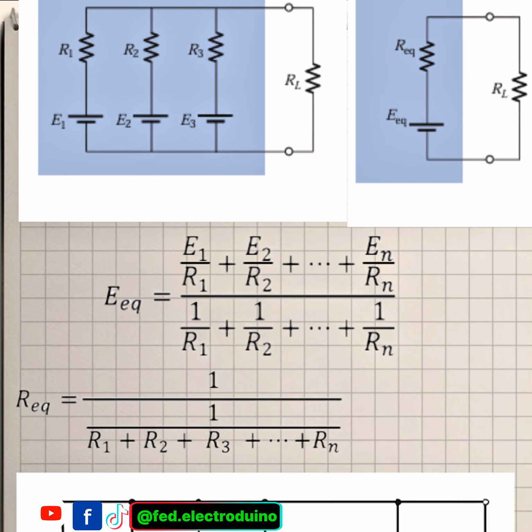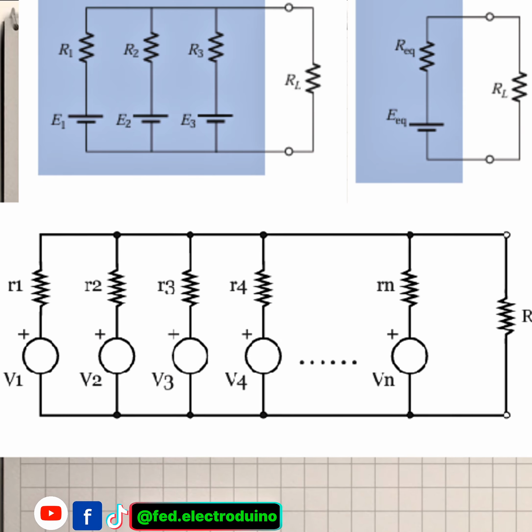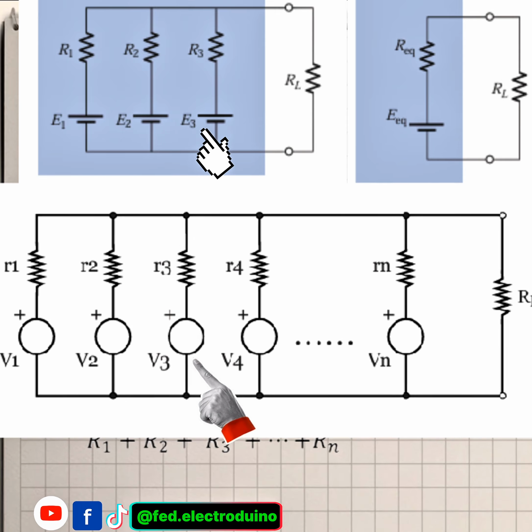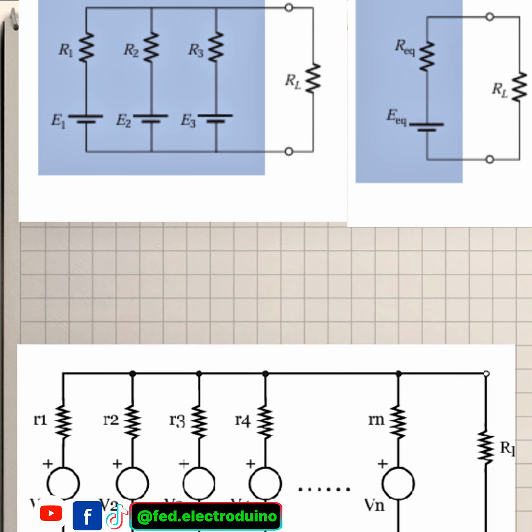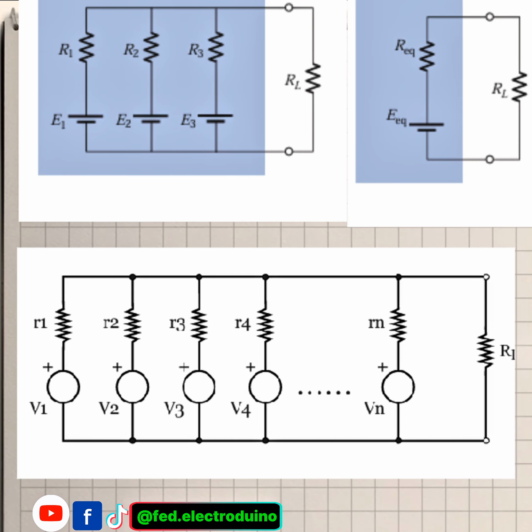Now let's look at this general circuit. If we have many voltage sources, V1, V2, V3, up to Vn, all connected in parallel with resistances R1, R2, R3, up to Rn, we can still replace them using the same formula.